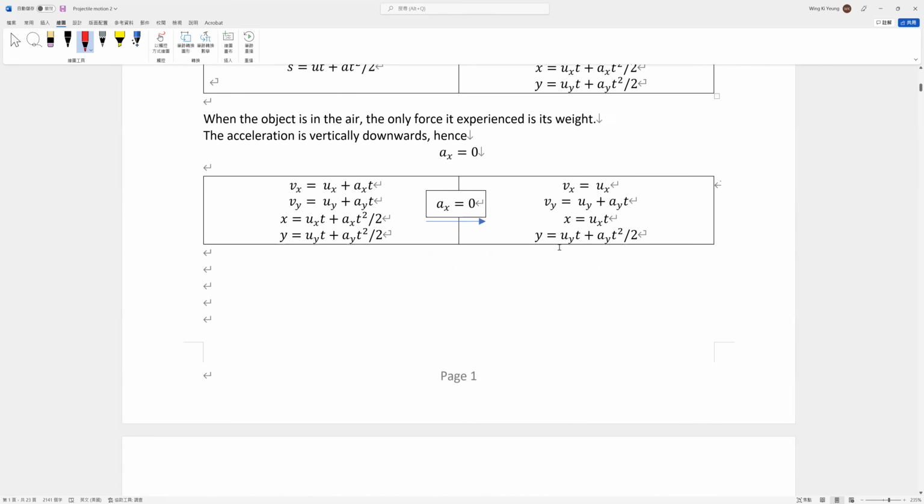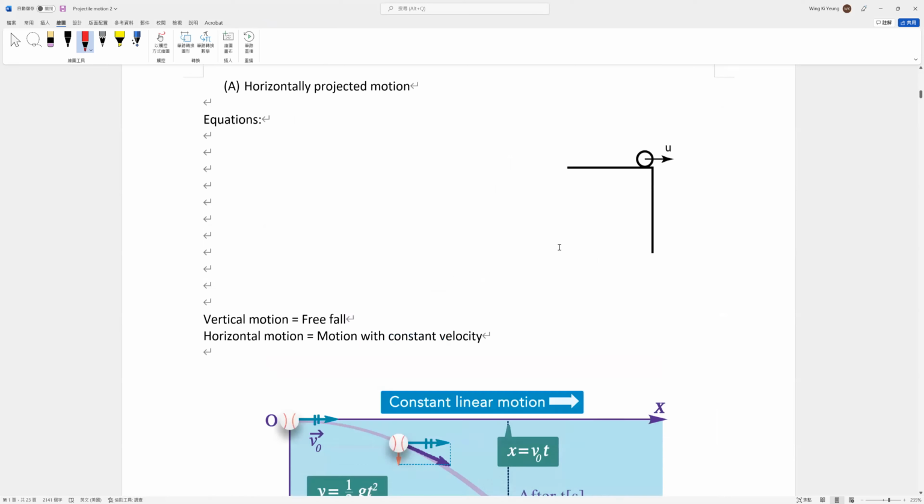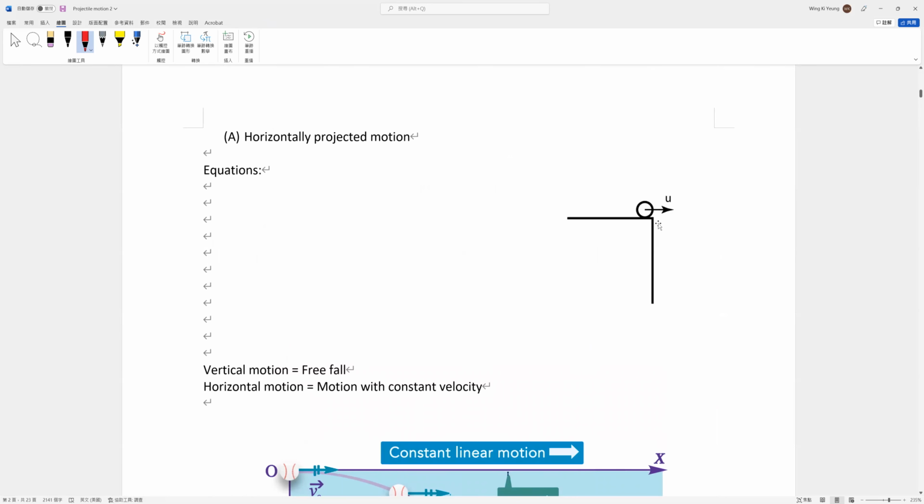And then we are going to talk about one very simple case, this one. So you project the object horizontally. And then let's take a look at, now we need to, first of all, need to, hi. You're asking? No. You're asking a question?